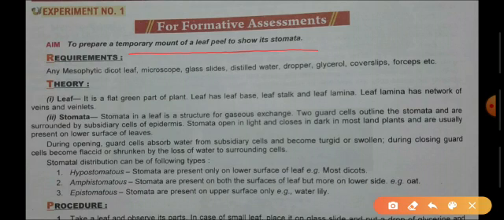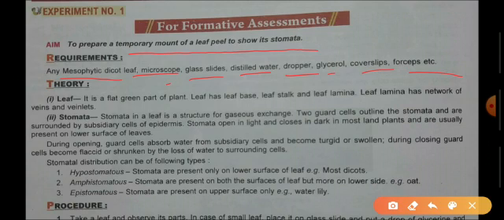The requirements for this activity are the microscope, a mesophytic dicot leaf, glass slide, distilled water, dropper, glycerine, cover slip, and the forceps. These materials are required for this activity.